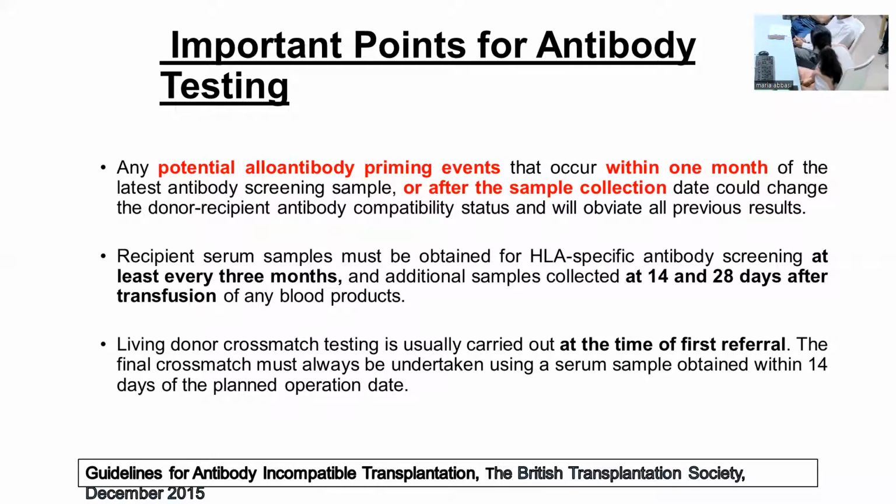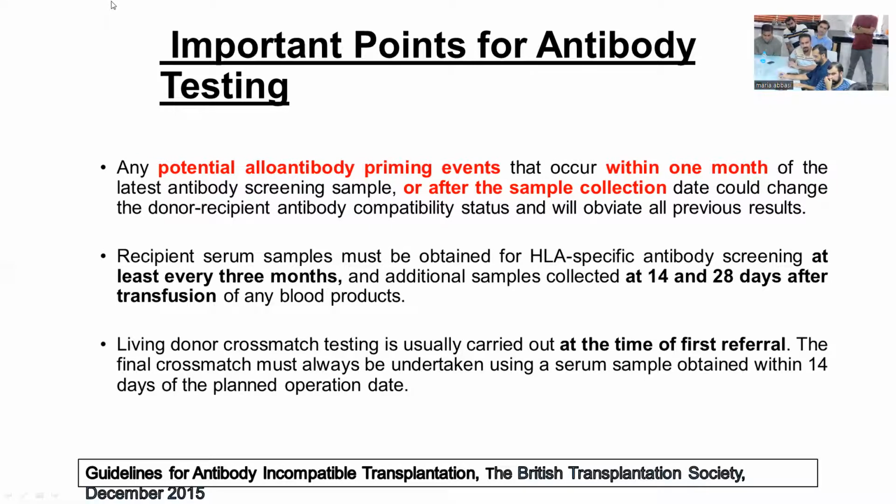Actually, whenever we do CDC, we say that it should be for T cells and B cells. Is there any significance of T cells being more important, or are both very important? Because I have heard that if they are positive against T cells, even then you can proceed, but if they are positive against B cells, then you should not proceed for transplant.